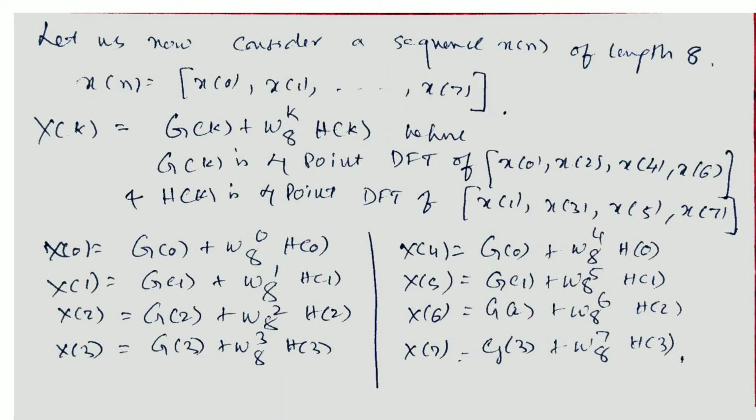And then we can write x of 0 as x of 0 is equal to g of 0 plus w8 power 0 h of 0.